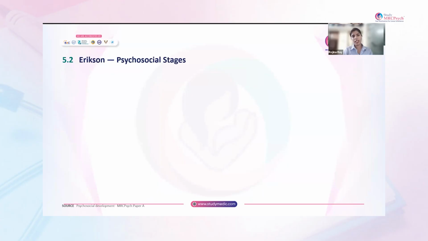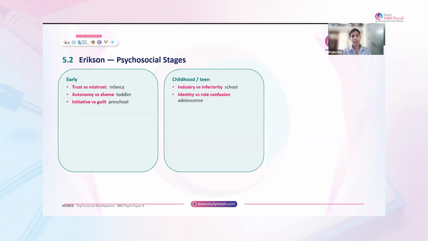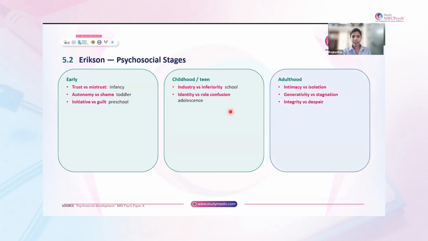Now, coming to the next theory, that is by Erik Erikson. So, Erik Erikson proposed the psychosocial stages of development. He proposed a lifespan model, and this is very high yield for paper A. So, here I need all of you to focus that each stage has a crisis and a resulting virtue. So, here I want to add that pay close attention to adolescence, where the crisis is identity versus role confusion, and the virtue is fidelity.